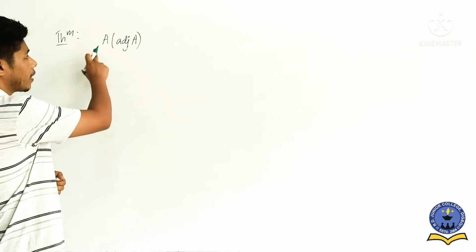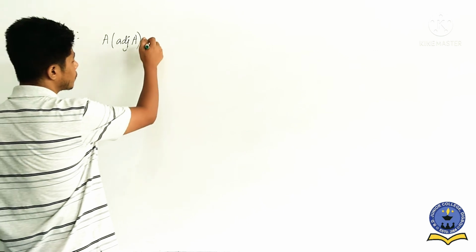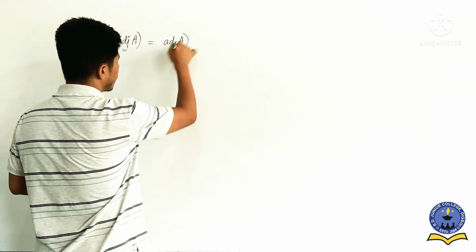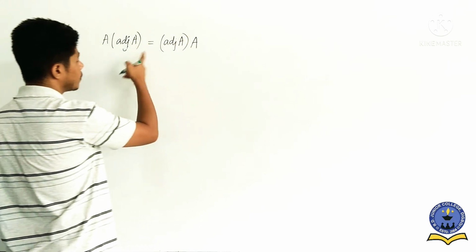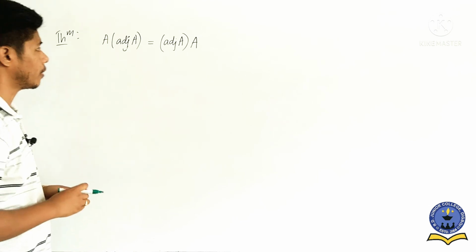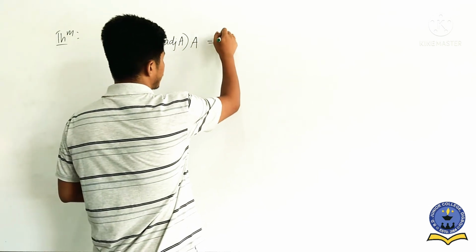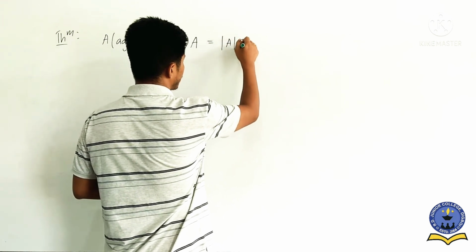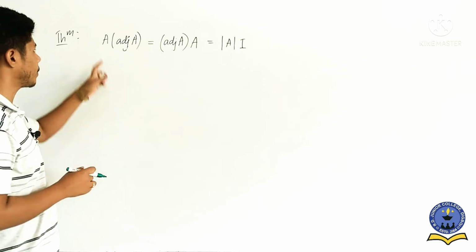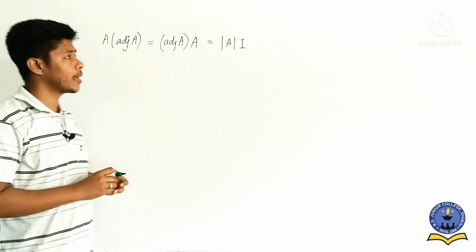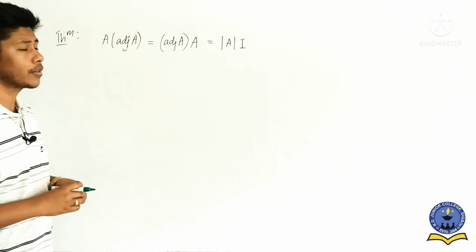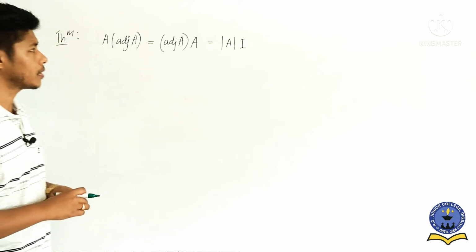Here, if we multiply A into adjoint of A, the result is always the same as adjoint of A into A. According to the theorem, these two results are always the same, and this result is equal to determinant of A into I. This I means the identity matrix. The identity matrix depends on the matrix A. If A is a 3 by 3 matrix, then we have to consider I as an identity matrix of order 3.